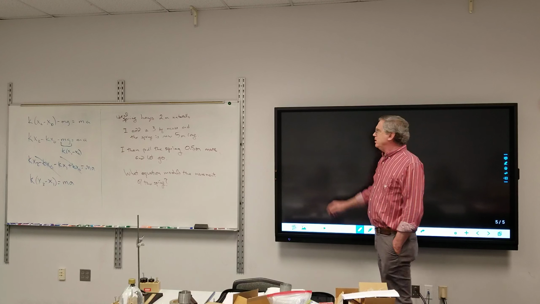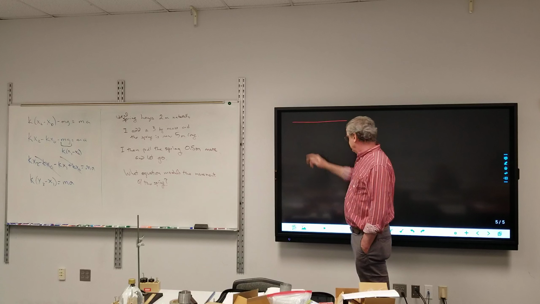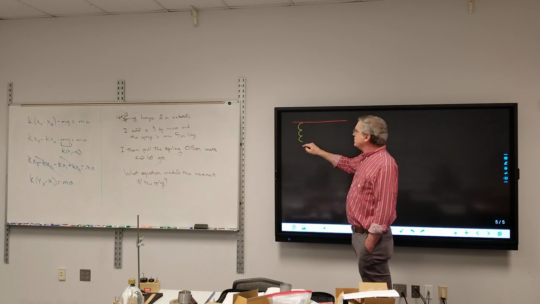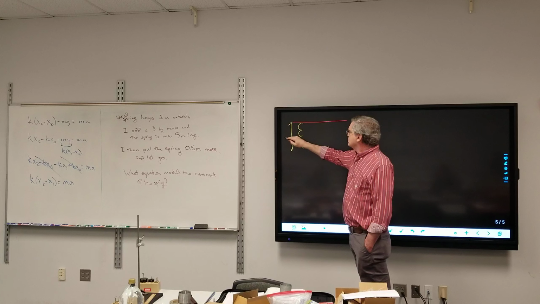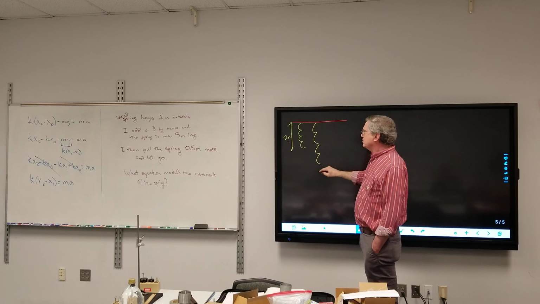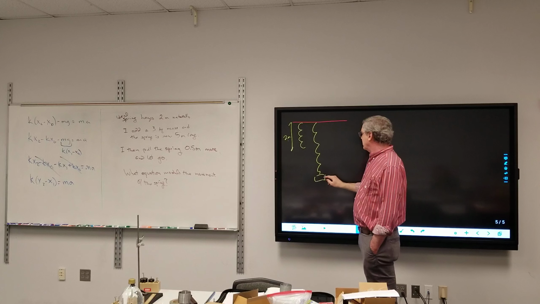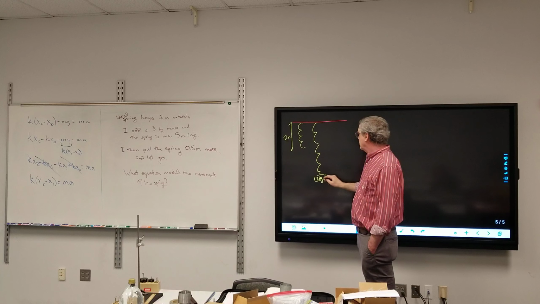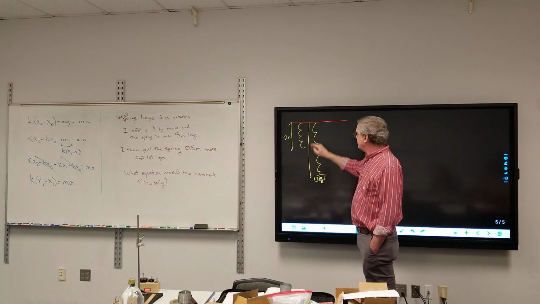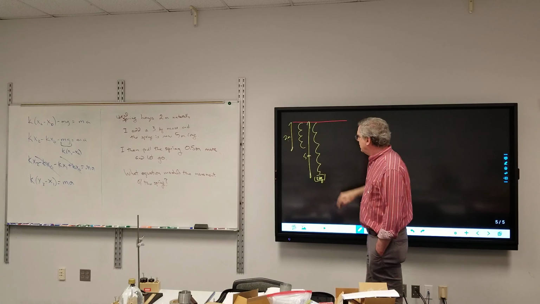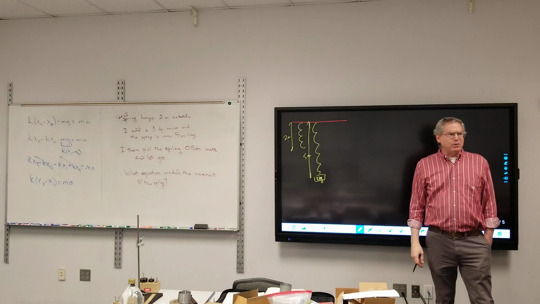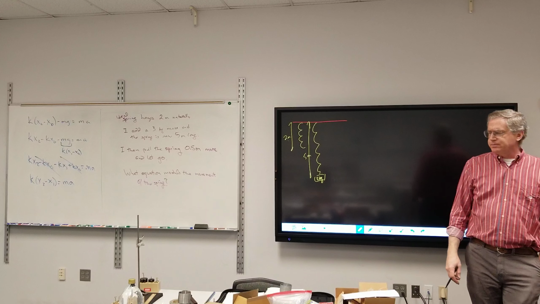So the first bit is, let's draw out the picture here. I have a spring that naturally is hanging 2 meters long. I add a 3 kilogram mass to it, and the spring is now 5 meters long. So the first bit is just so we can figure out what the spring constant is.